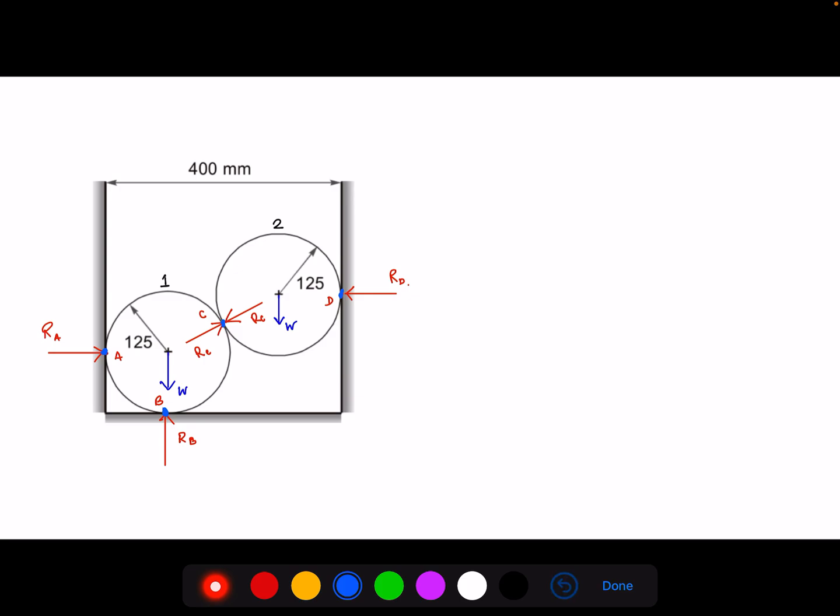Then the weight of the spheres, W, acts vertically downwards. These are all the forces. What we need to find out is RC. What is the value of RC? We can take up any sphere you want, sphere number 1 or sphere number 2. I will prefer taking up sphere number 2 because the number of forces in sphere number 2 is 3, which is less than the number of forces in sphere number 1. So let us proceed with sphere number 2.